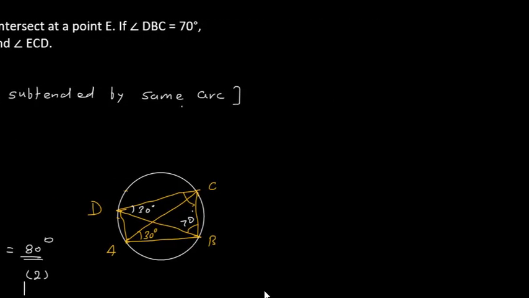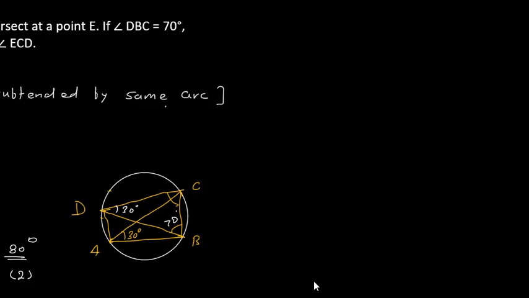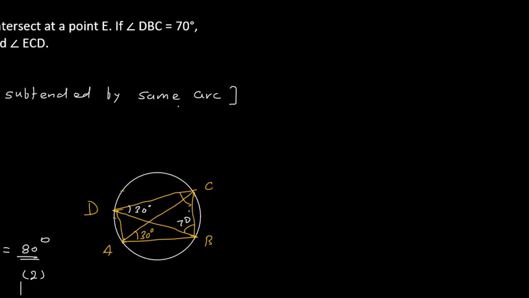We have solved one part. The second part is: if AB is equal to BC, we have to find angle ECD. So here we have the point of intersection, point E. I have to find ECD, this angle.